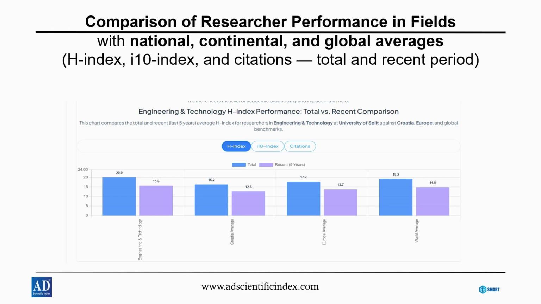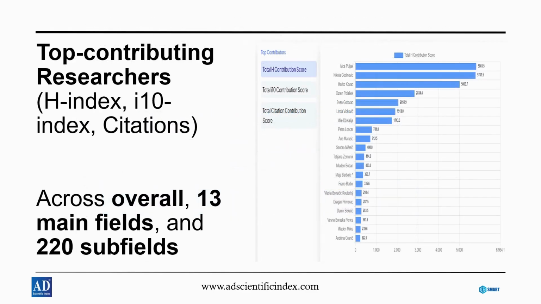This section highlights how we identify top contributing researchers using key academic performance indicators such as the H-index, I-10 index, and total citations. On the right, you see an example of how contribution scores are visualized, ranking researchers by their overall impact. These analyses cover the entire dataset, spanning 13 main fields and 220 subfields, allowing institutions to understand performance at both broad and highly specialized levels.